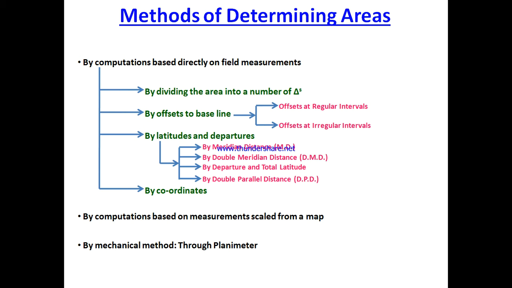So for that we have different number of methods with which we can determine the area. Out of these methods we are dealing with computation based directly on field measurement. In this particular method we have already covered these two portions in the previous lecture by dividing the area into number of triangles and by offset to the baseline. Then this is further classified into offset at regular interval and irregular interval.